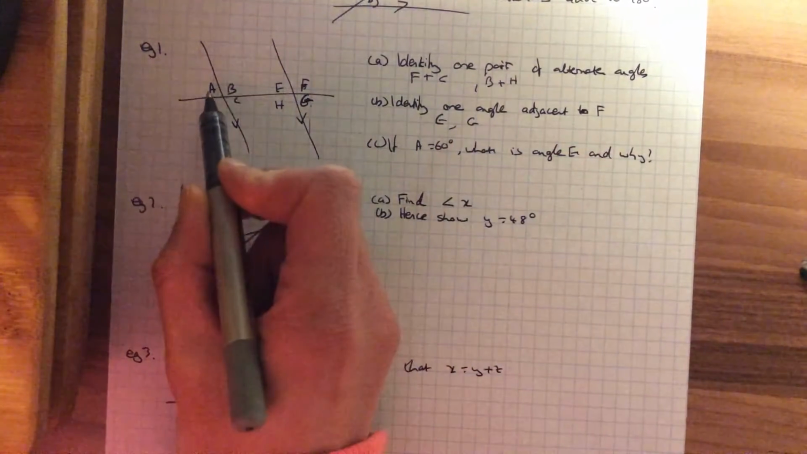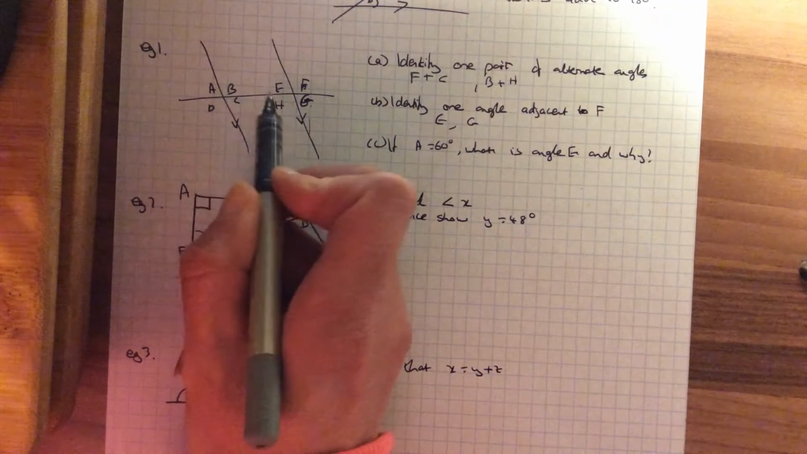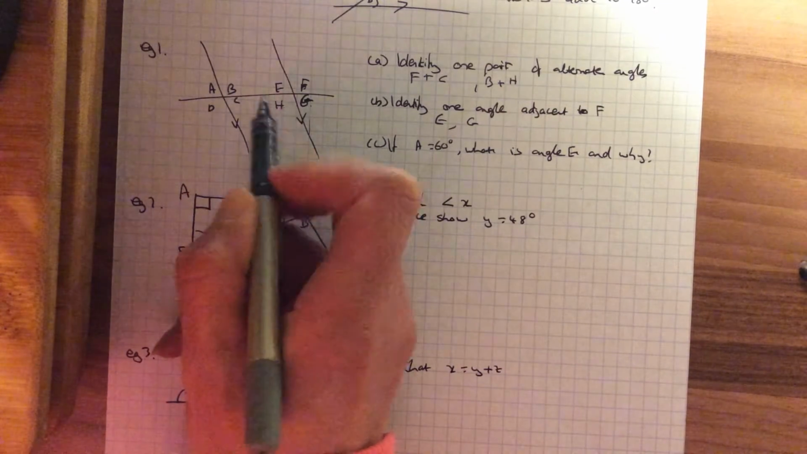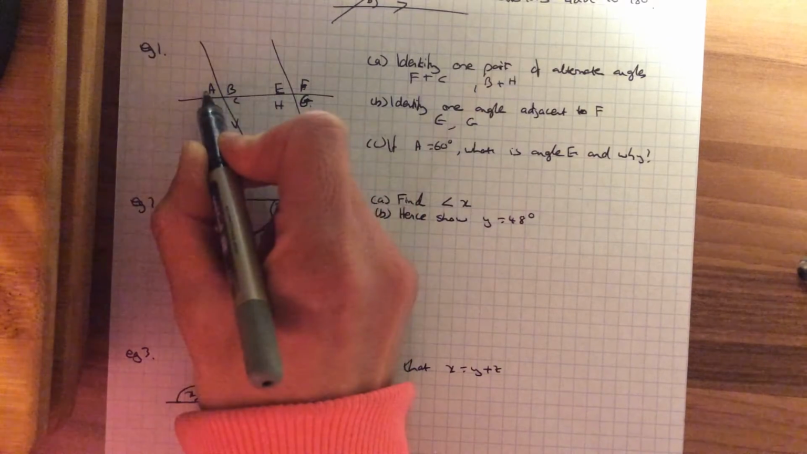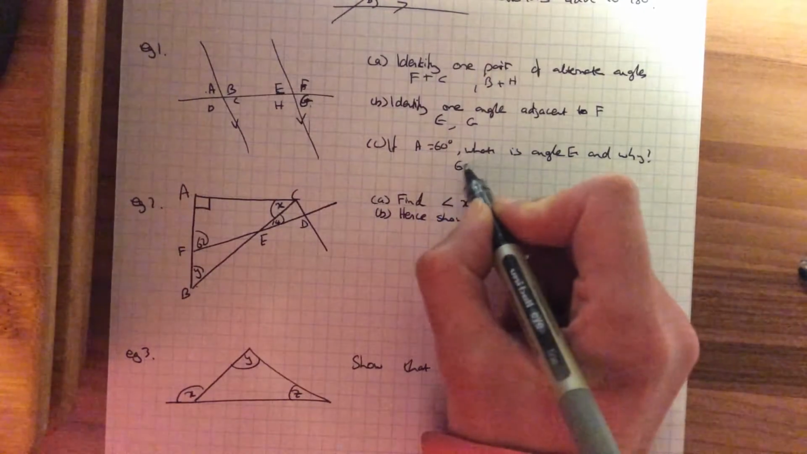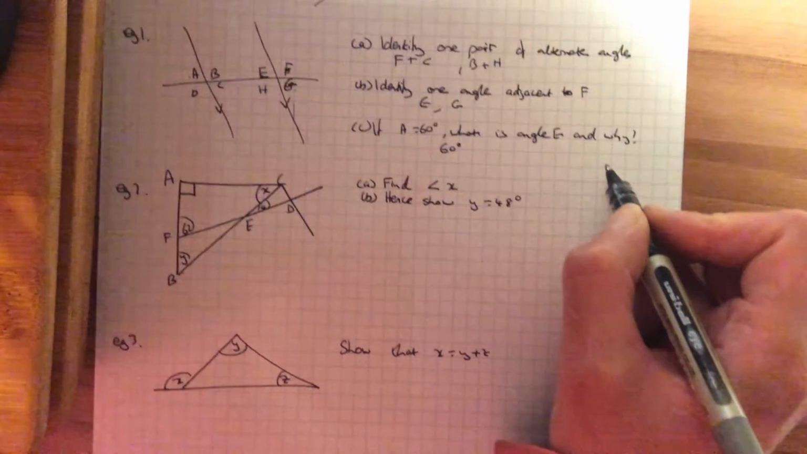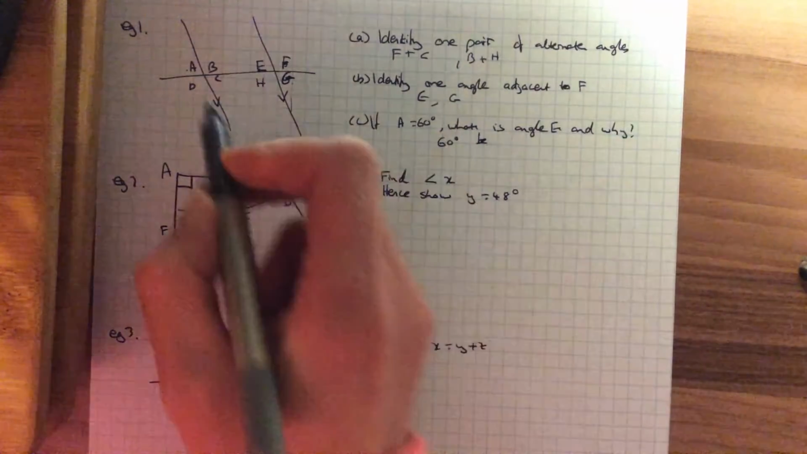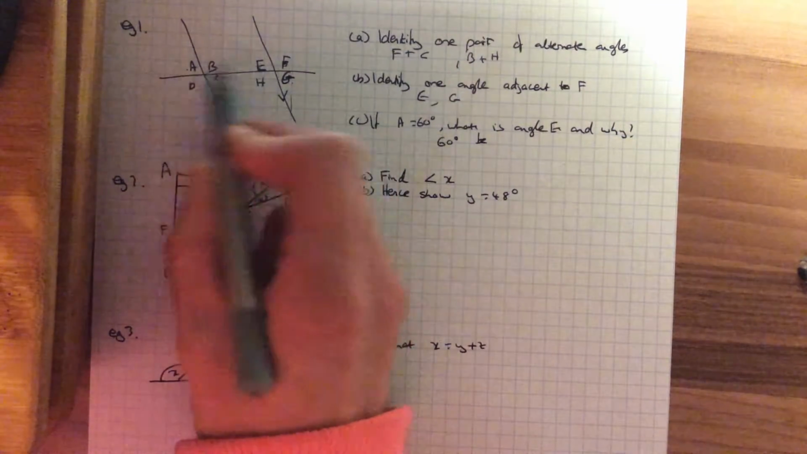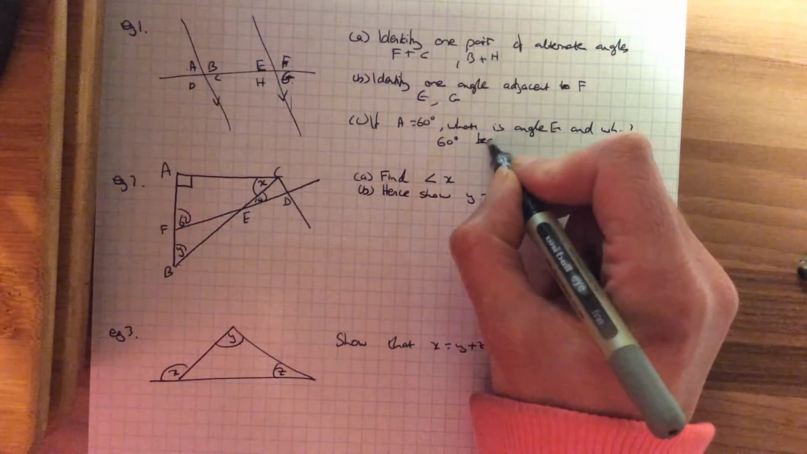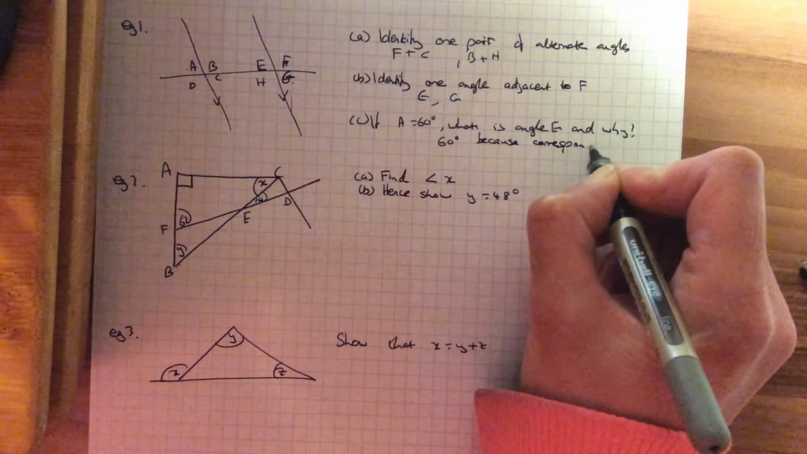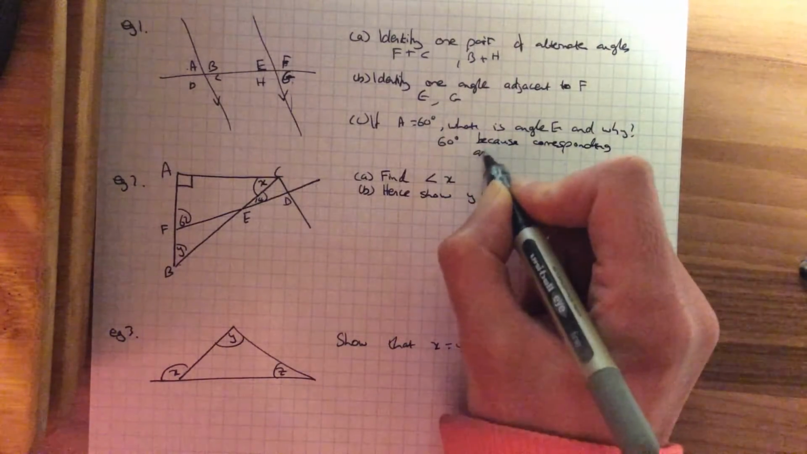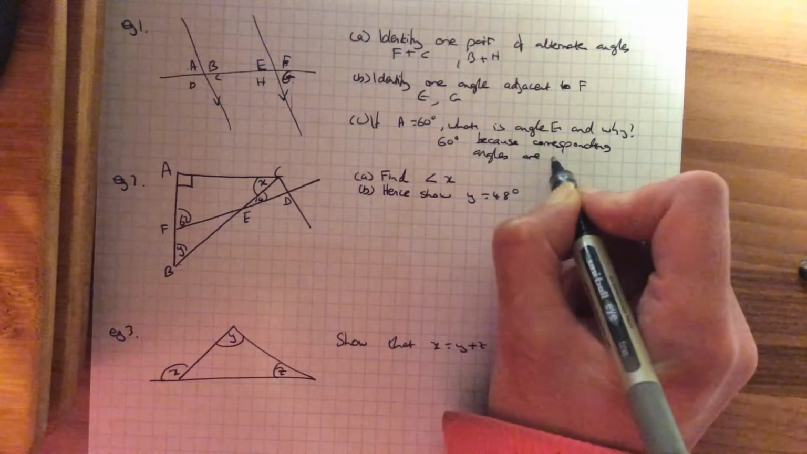And if A is 60, what is angle E? So this is angle E here. So if A is 60, E is also 60, and why? Because it's in the same place. So A and E, the same place. These are called corresponding angles, because corresponding angles are equal.